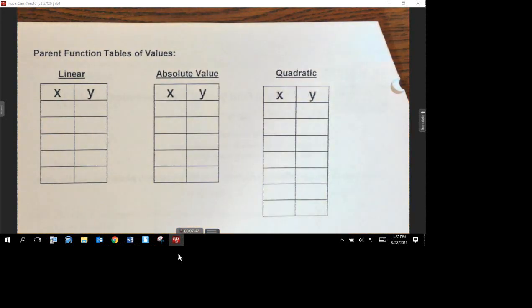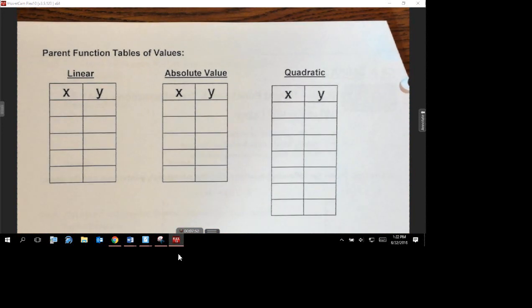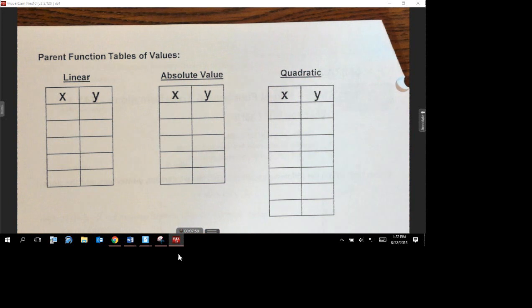Now the next thing you're going to use a bunch in your assignment today and the rest of the year, ish. These are going to be parent function tables of values. So what I'm going to do is pick some x's and then we're going to fill in the y values for the parent function, for the mama or the dada. All right, the parent function.